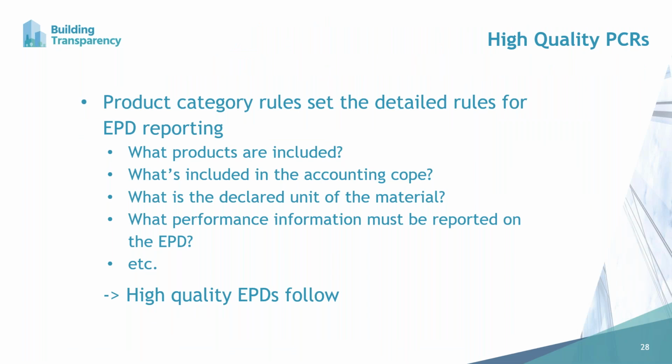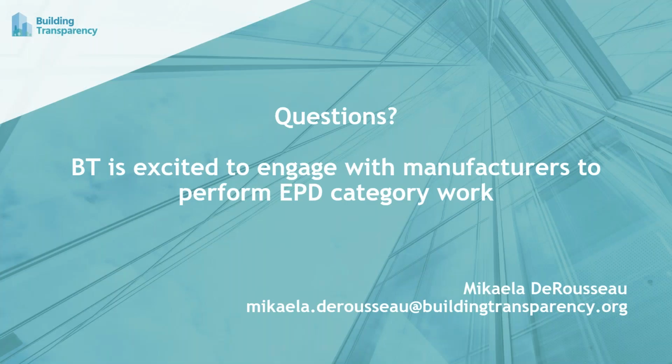High quality PCRs have a really tight, clear scope. They suggest one uniform declared unit or functional unit for EPDs, and they include a lot of performance information, where possible, reported on the EPD. I'll pass that back to Terry.